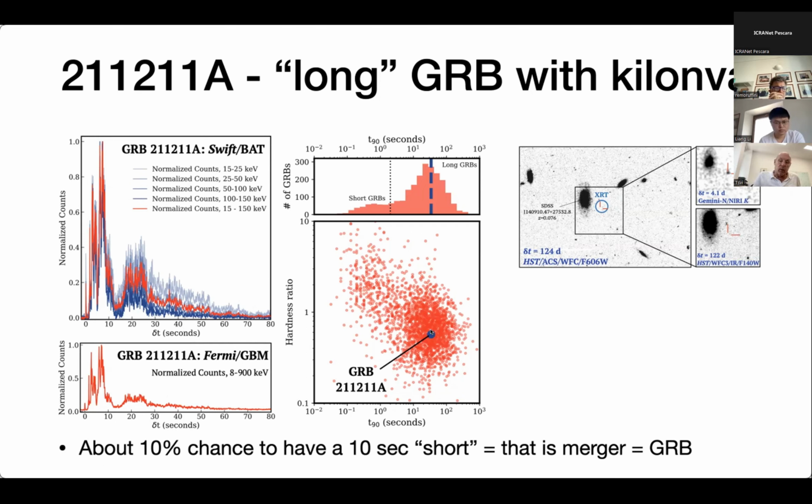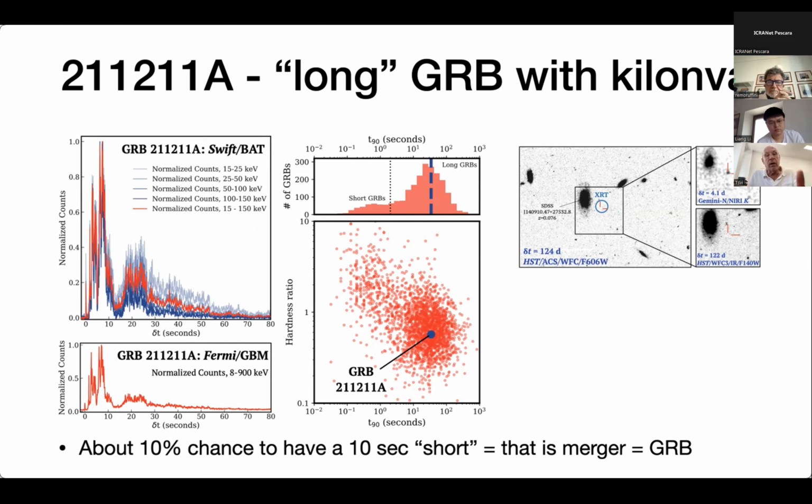So this is the location of the burst if I take everything. If I take only the first two parts, it will move to here, on the boundary between long and short. And in fact, if you look at the previous graphs, at 10 seconds the probability of a burst being a merger is about 10%. This was expected all the time, that these events will be identified when we look carefully at the data.